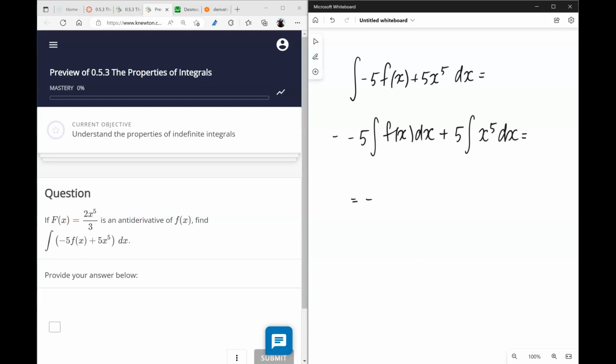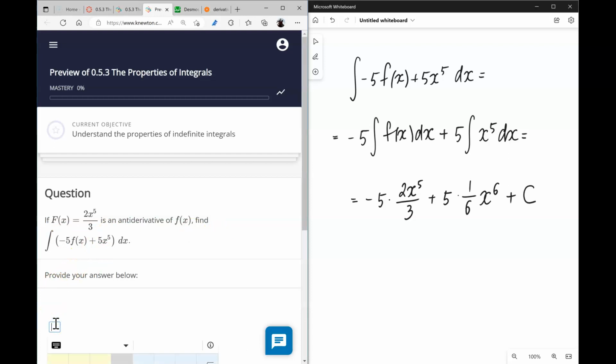And the problem specifies that the antiderivative of f of x is 2x to the power of 5 over 3. And the antiderivative of x to the 5 we actually know. So this is the final answer. We got -10x to the power of 5 over 3 plus 5x to the power of 6 over 6 plus c.